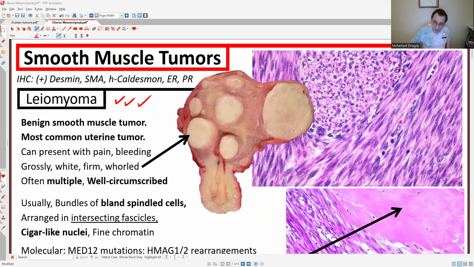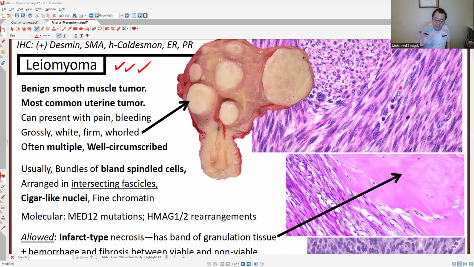And I will tell you what I mean by tumor type necrosis, rather than some ischemic necrosis, which might happen in a leiomyoma, by the way. You might have some necrosis in the leiomyoma, but it's called ischemic necrosis, not tumor type necrosis.